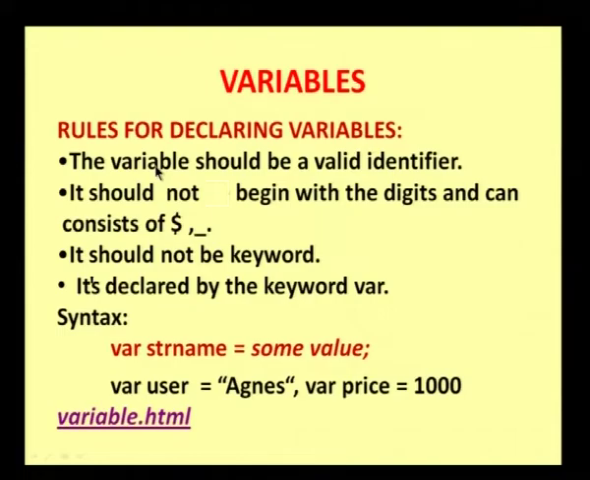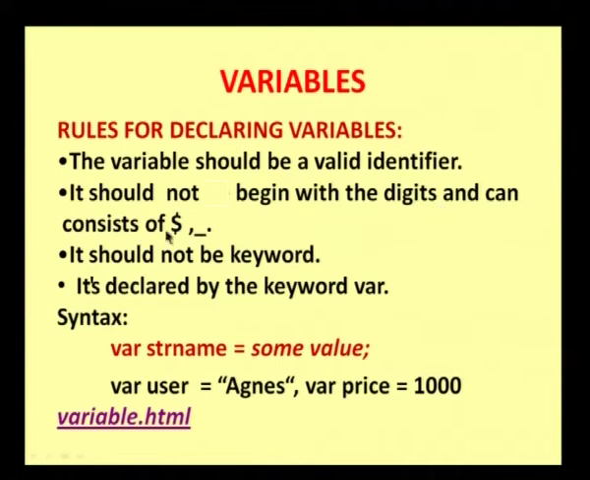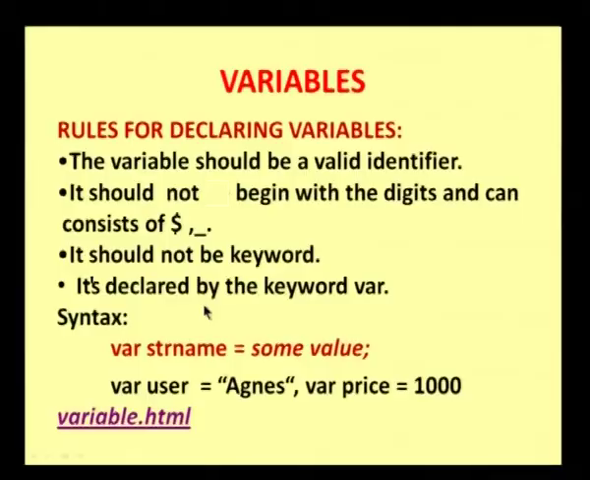We have some rules and regulations to be followed when we are declaring variables. The variable should have a valid identifier name. For example, here user is a variable name. It should not begin with digits 0 to 9, and it can consist of special characters like dollar, underscore, etc. So, it can consist of special characters, but not digits in front of it when we are starting the variable. It should not be a keyword, like a function name or any inbuilt keyword present in JavaScript. It should be a user defined name, and every variable should be declared with the help of the keyword var. Var is used to make the script know that a variable is being declared here.